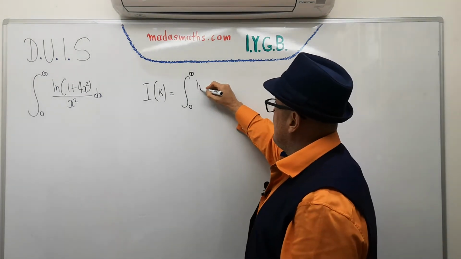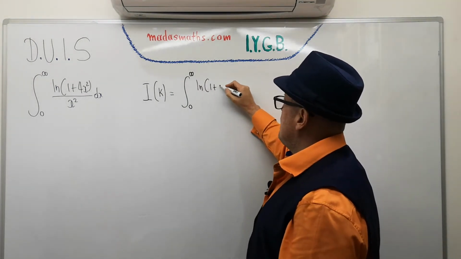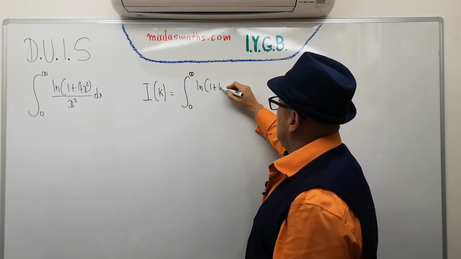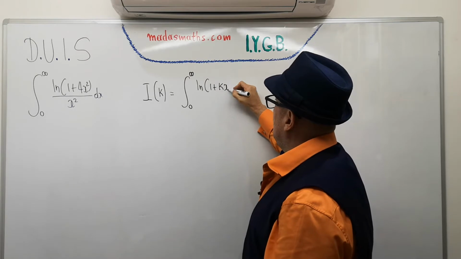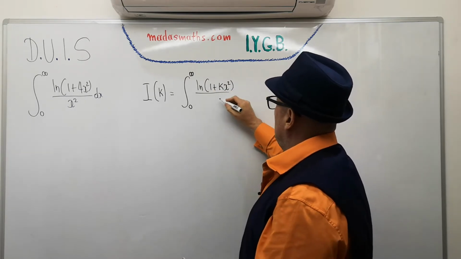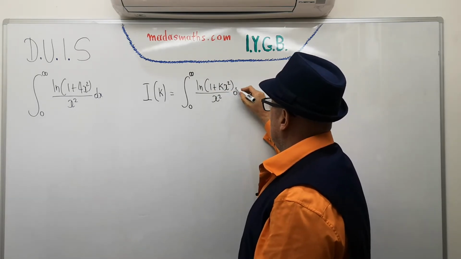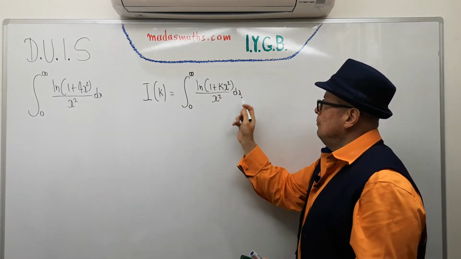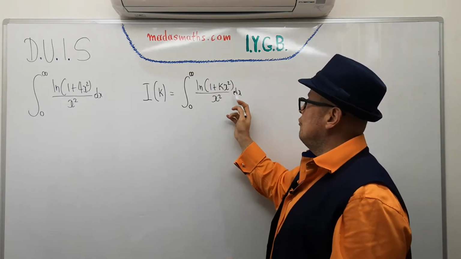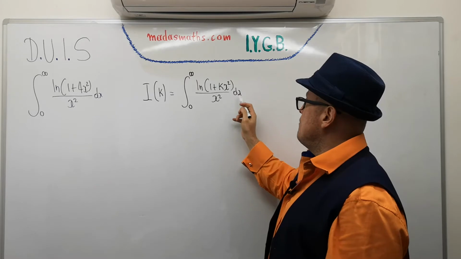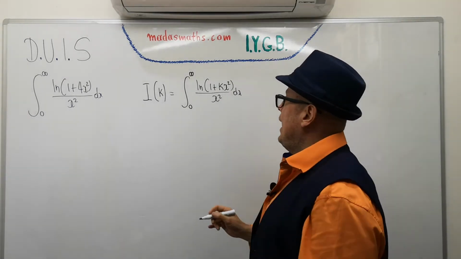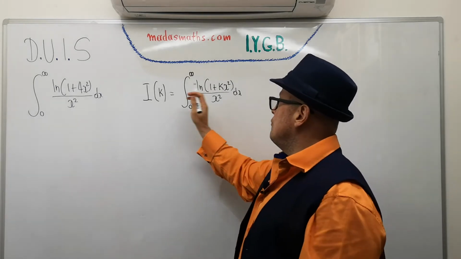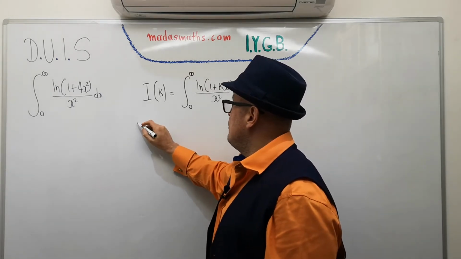So that's the log of 1 plus, I wrote 4 there by mistake, k x squared over x squared dx. Note this particular integral will be a function of k, of course, because the dummy variable is in x, so there'll be something k. So what do I do next? Well, I'll differentiate both sides of this particular equation with respect to k.